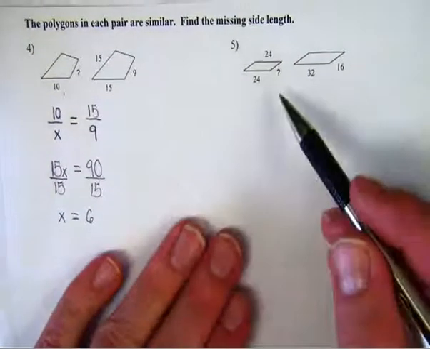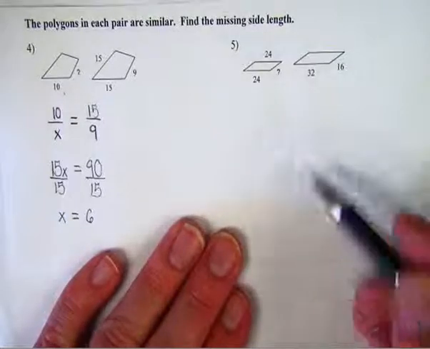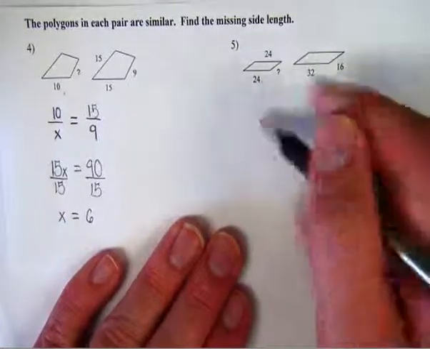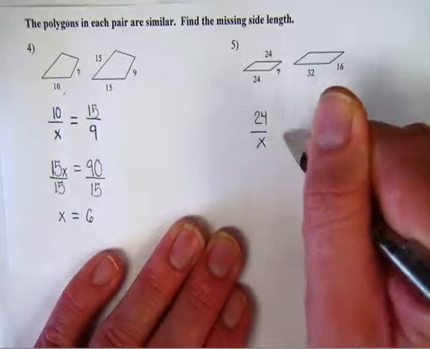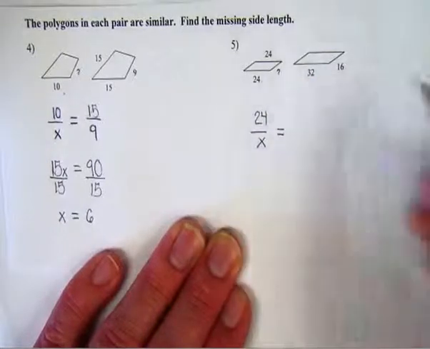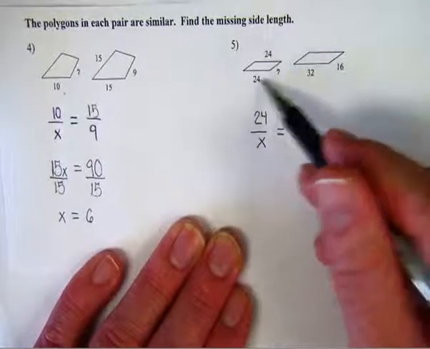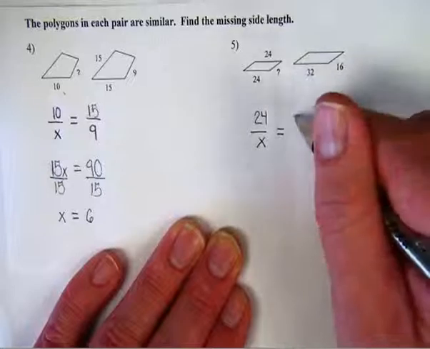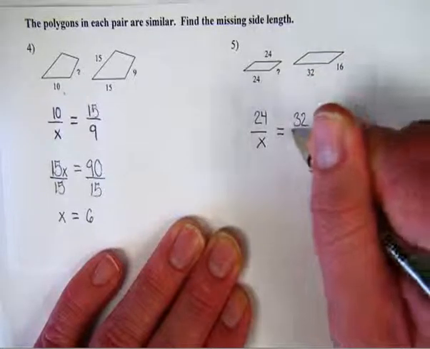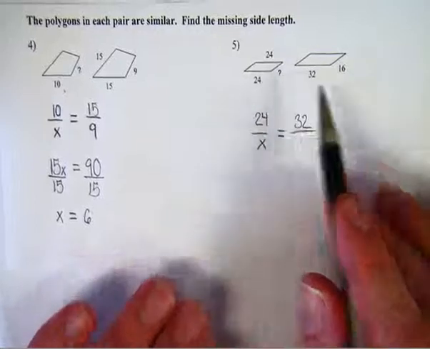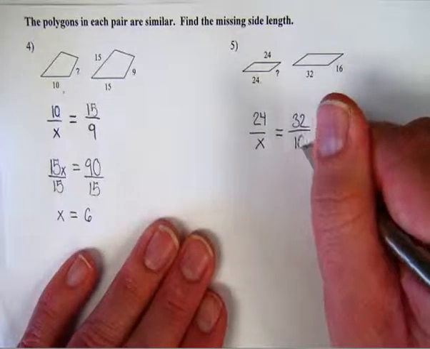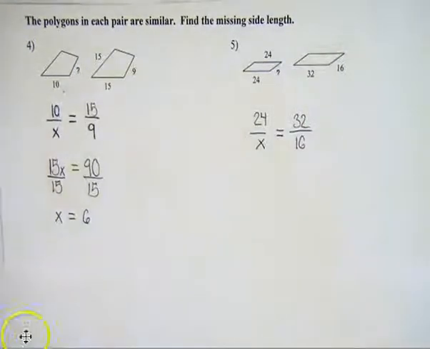Now for this problem, it's just more practice with the exact same idea. I'll take 2 that I know, and we'll do 24 over x equals, and then I need my corresponding side to 24, which was the 32, and my side that corresponds to the question mark was 16, and so now all I need to do is solve that.